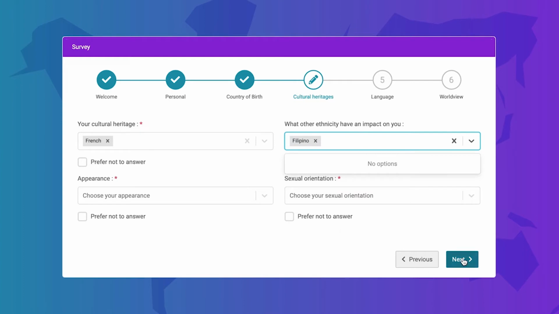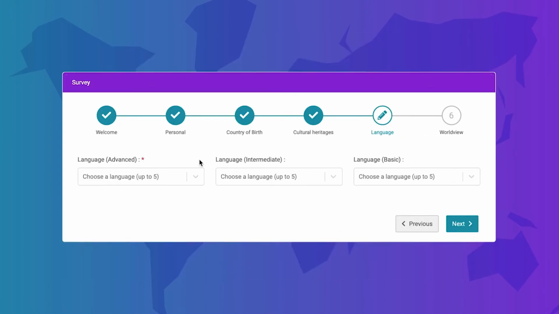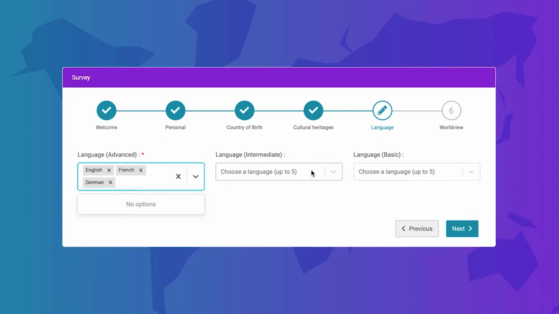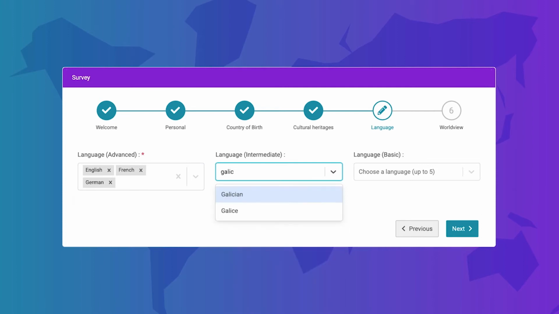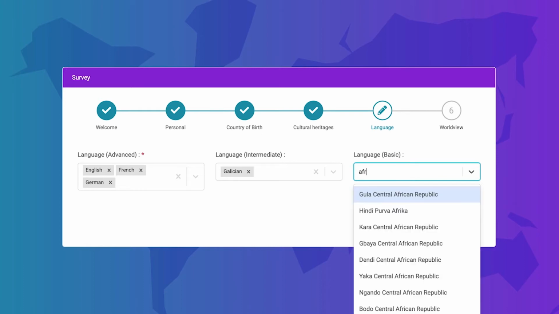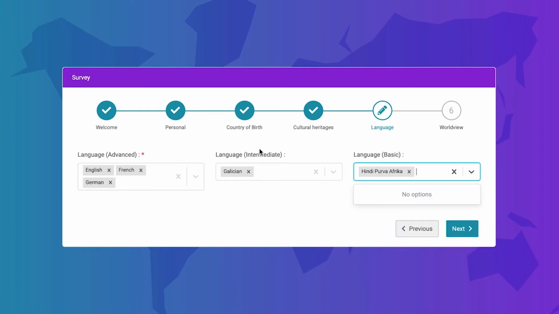Then if we move on to the next pillar, then we start to look at languages and to understand which languages people speak at an advanced level. So in this example, we're going to choose English, French, and say German, and what languages people might speak at an intermediate level, or a basic language which they might want to include. So to complete this question, we have over 8,000 different languages in the database that sits behind this. And in Australia, that includes over 1,000 Aboriginal languages.